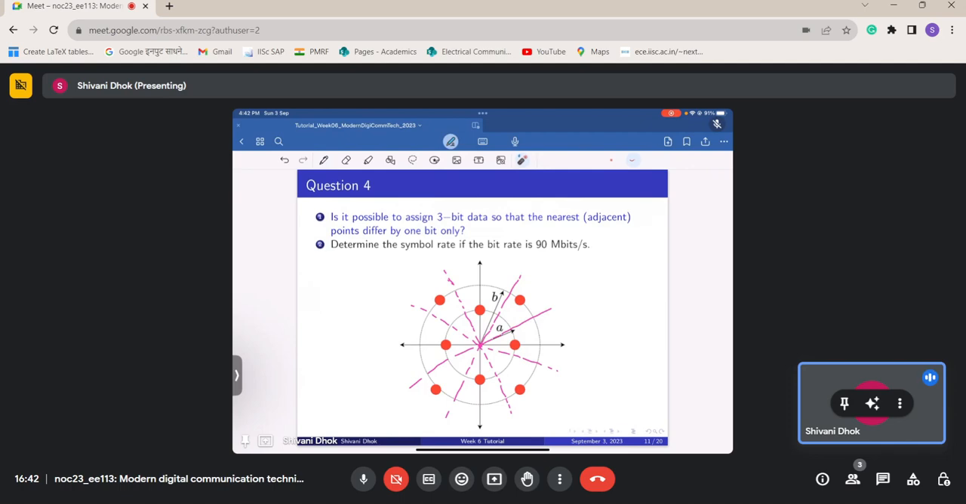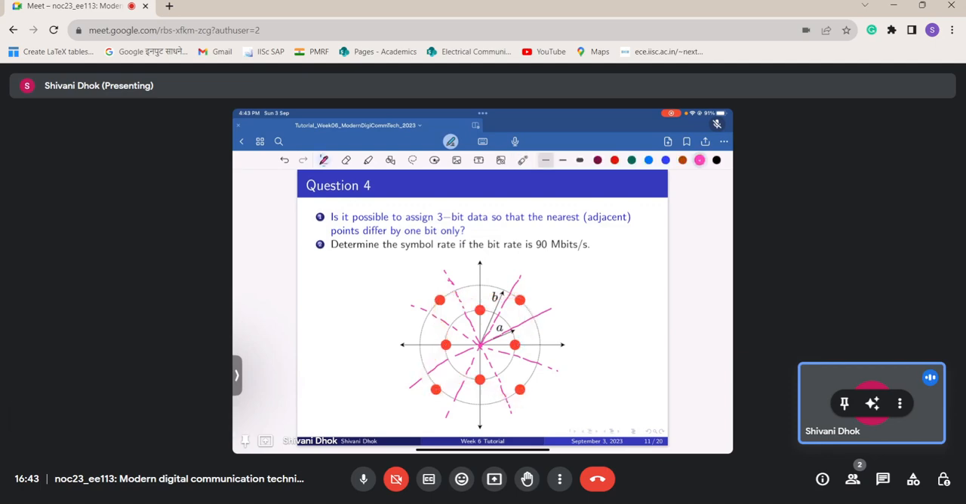So now we can clearly see that if my received point lies somewhere here, now there will be a problem. I won't be able to decide it properly. Then this thing will be basically decoded to this and not this. That's why we need to do gray coding like this.